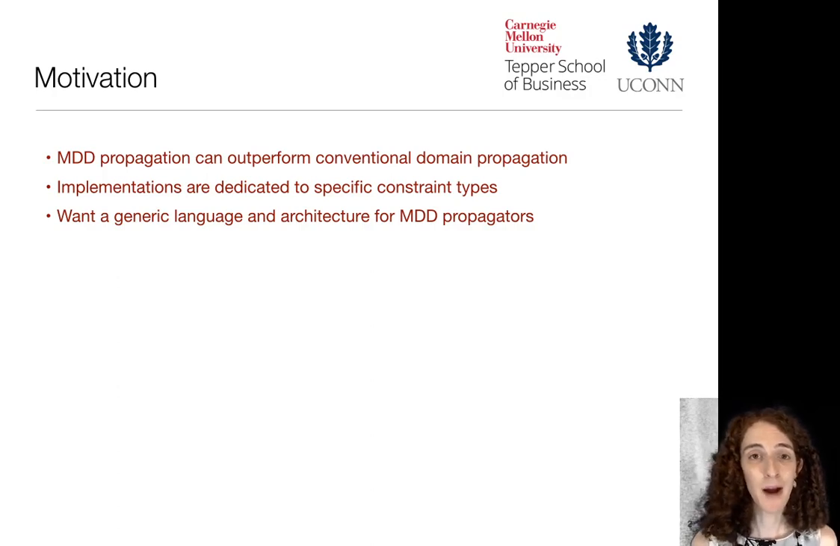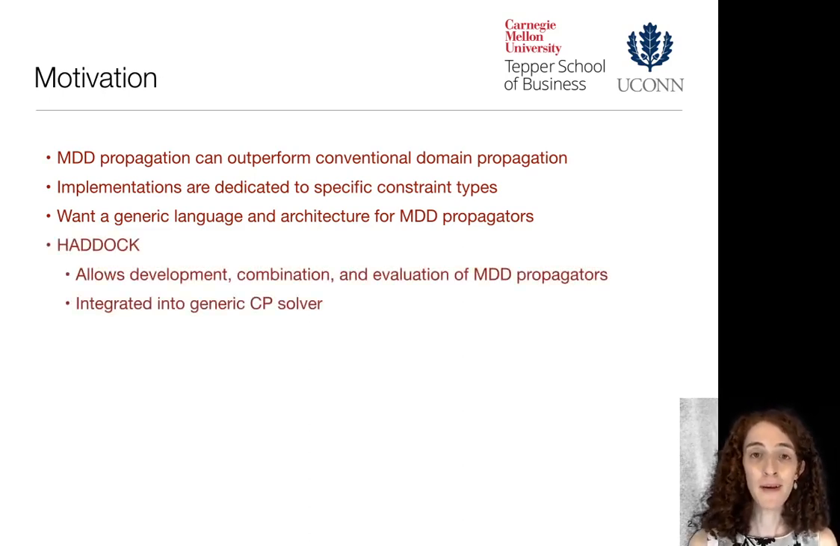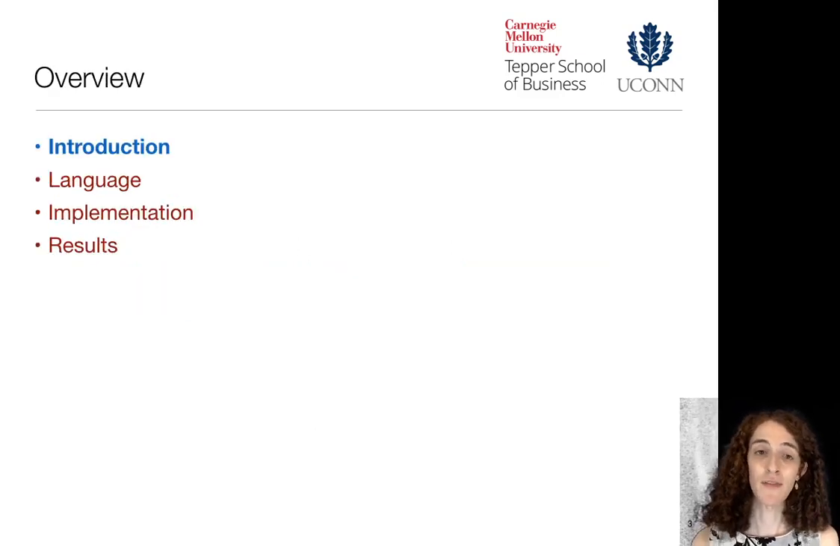In the past, MDD propagators have been developed that, for some cases, can achieve orders of magnitude speedup compared to conventional domain propagators. However, these implementations have different designs and are dedicated to their specific constraint types. But they do share some similarities, and this has led us to create a generic language and architecture for MDD propagators. With HADDOCK, we can develop, combine, and evaluate MDD propagators much faster than before, and it is seamlessly integrated into a generic CP solver.